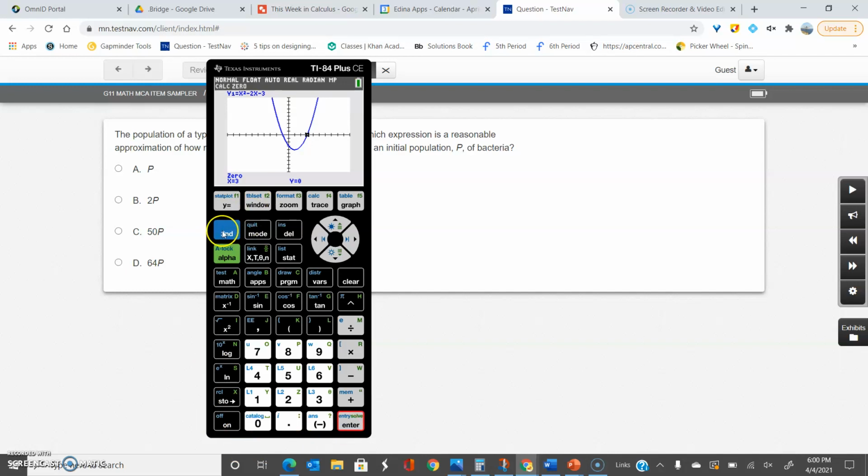The way you find it in a table is you hit second, table, and then you arrow until you see that your y-coordinate is 0. So I see that I have one at x equals 3, but I knew there was also a negative value, so here's the other one at x equals -1. Notice that if you're scrolling and you're on the y-coordinate, you can't scroll, so you have to be on the x-coordinate in order to go up and down in your table. Okay.